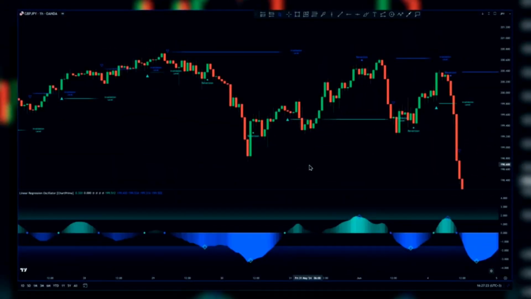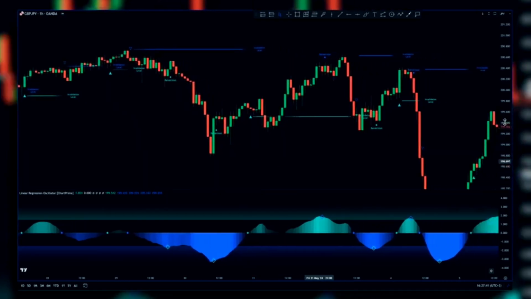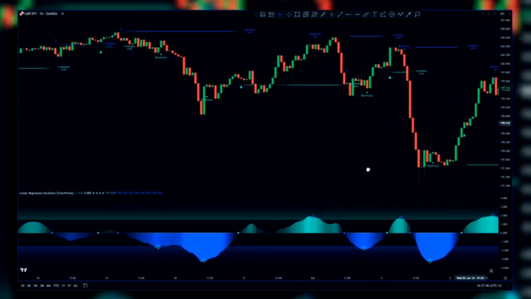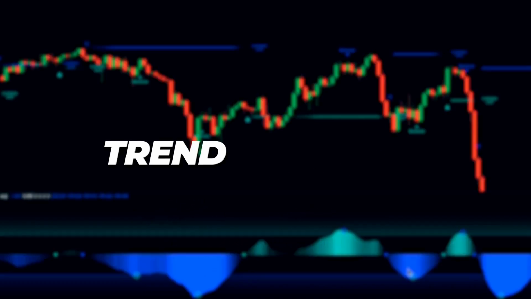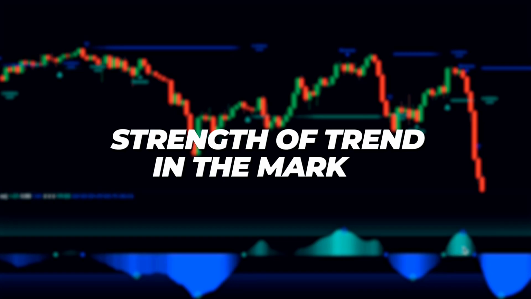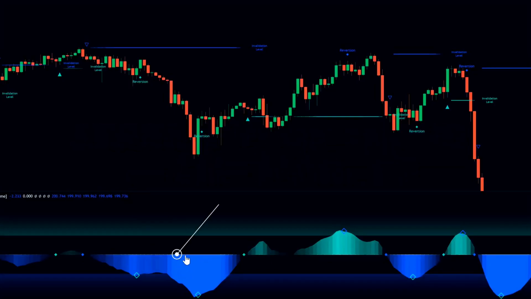Let's now dive into what this indicator is all about. The linear regression oscillator is a custom trading tool designed to give insights into potential mean reversion and trend changes in the market. It's meant to help you identify overall market trends and find overbought or oversold levels. As you can see, it consists of an oscillator that shifts between teal and blue to reflect market trend direction and strength. The oscillator moves around a zero line in the center. When it's above zero, it signals a bullish trend. When it dips below zero, it indicates a bearish trend.